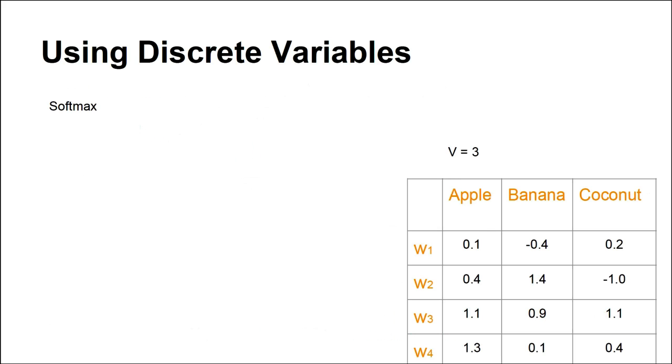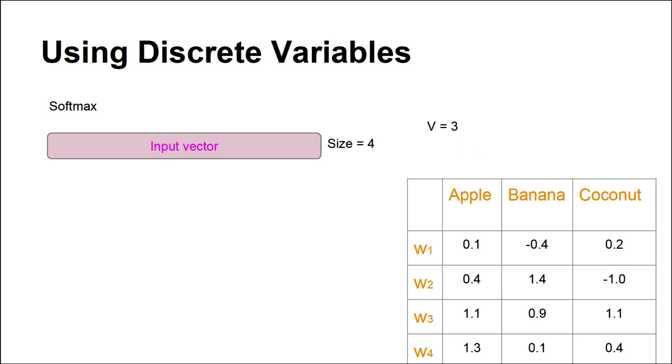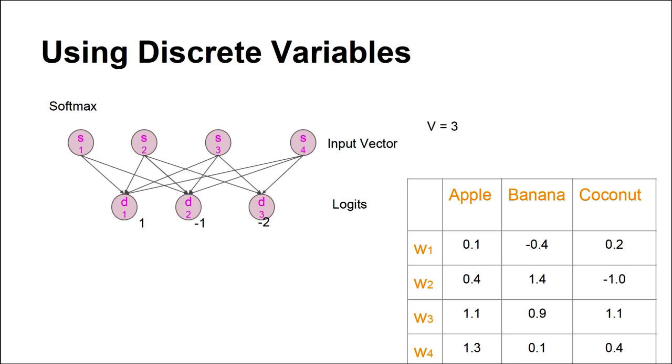So on the output, it's a little different because we don't know which fruit will be given, but we want to maximize the probability of that fruit. So what will happen again is that we have the input vector, which is also size 4. We will have to produce one value for each of the types of fruit that will be given. And this is what we generally call a logit. So because we have 3 different fruits, we'll have 3 different values in that vector.